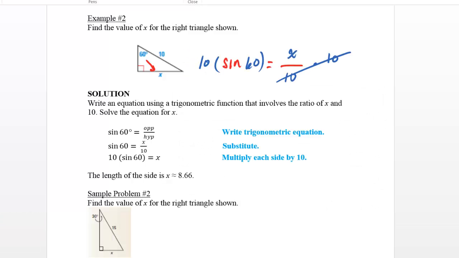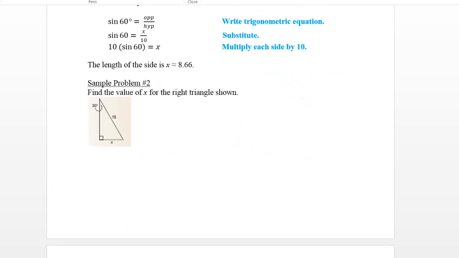Okay, you go ahead and work sample problem number 2 right now, and then come back and take a look at the solution. Okay, so I'm going to start. I have 30 degrees. I have the opposite of 30, and then I have the hypotenuse, so I can say sine of 30 equals opposite over hypotenuse.